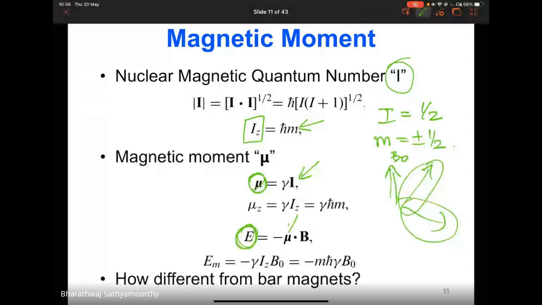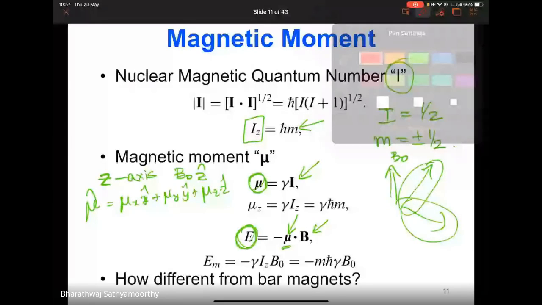Energy is decided by this magnetic dipole moment. What you see here is that the energy is given by the negative of the dot product between the dipole moment and the magnetic field that is applied. In NMR, we generally apply the magnetic field only along the z-axis, so you can assume B naught is along z. When you take a dot product of mu, where mu is a vector with mu x, x cap, mu y, y cap, and mu z, z cap, only terms that have a similar component will survive.